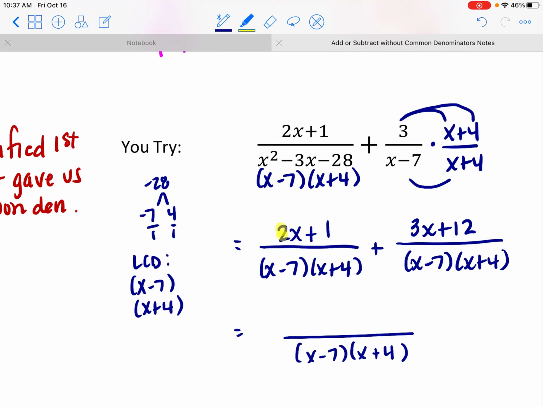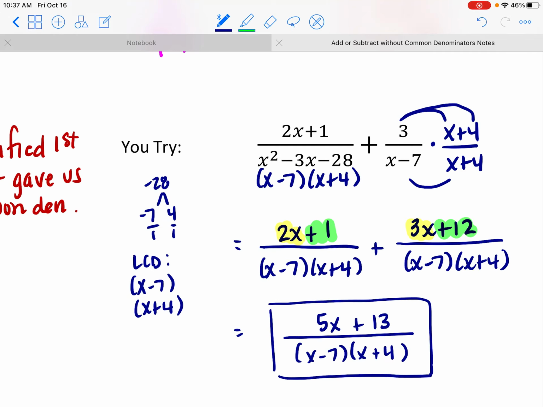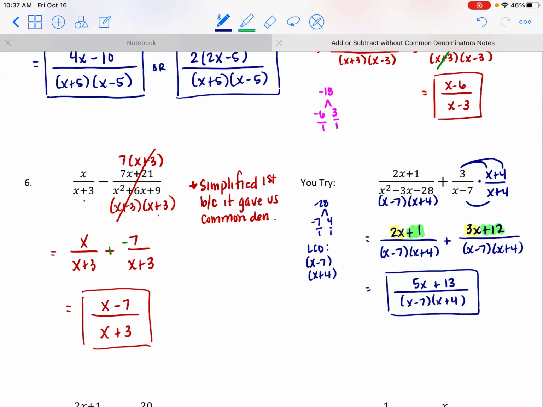So I can actually combine the 2x and the 3x, which is going to give me 5x. I can also combine the positive 1 and the positive 12 to make a positive 13. And since 5x plus 13 isn't factorable, and I can't do anything else to reduce, this is my simplified answer. Okay? What do we got left?